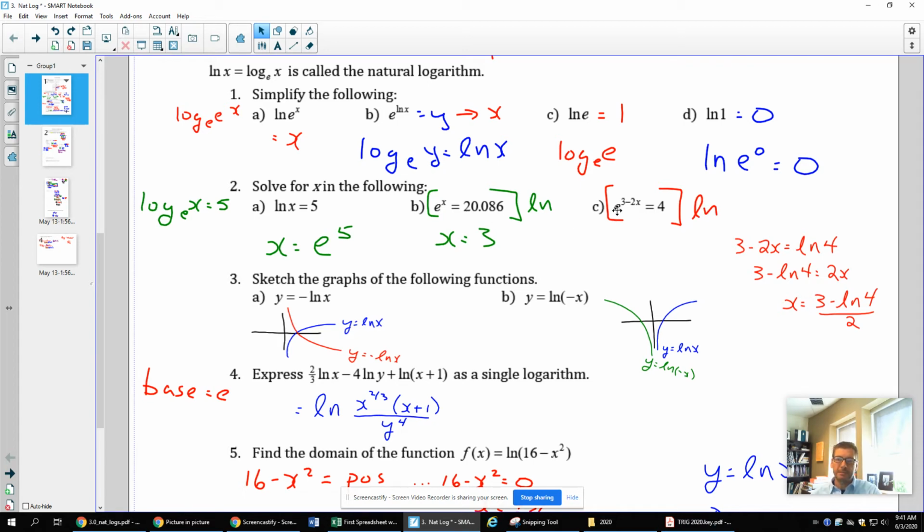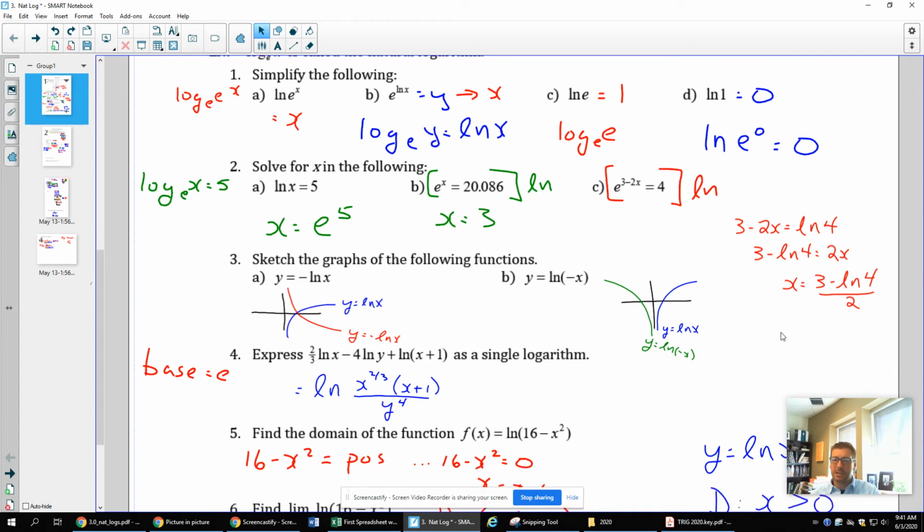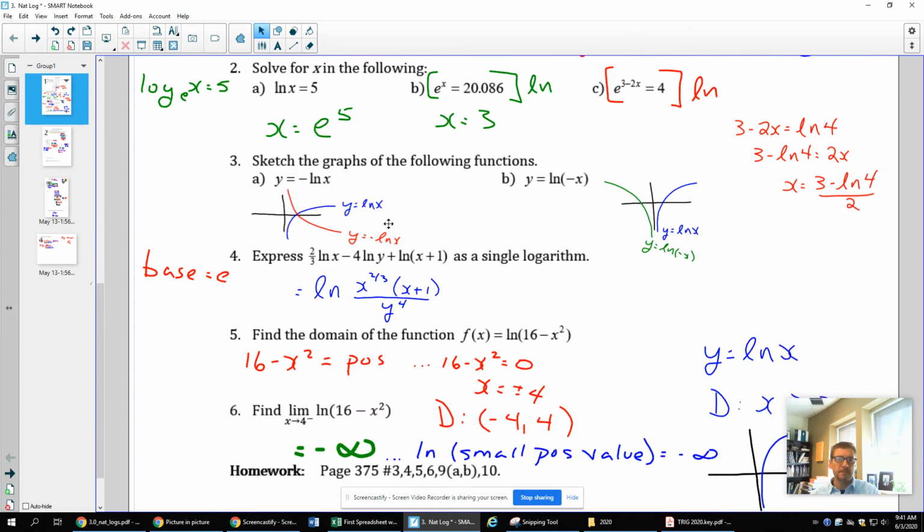Similarly here, base e, so take the natural log, so the answer is the exponent. Natural log of 4 is just a constant number. It's an irrational number, so we don't simplify it. Do some algebra, fewest negatives possible, add 2x, subtract natural log of 4, and then divide by 2. So just solving a two-step equation there.